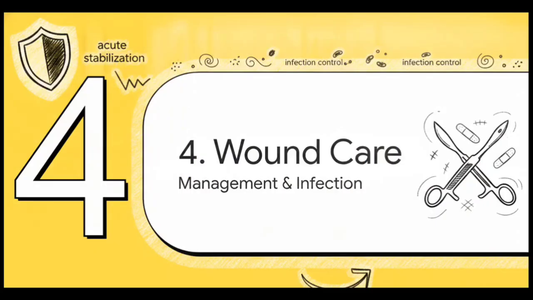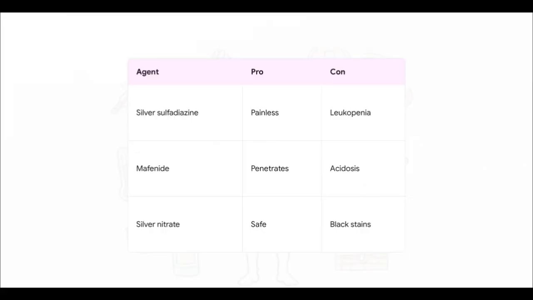Section 4. Wound care and management. As we transition from acute stabilization to infection control, remember that topical antimicrobials are your go-to for local burn management. You need to drill their unique side effects into your brain. Silver sulfadiazine is painless, sure, but it causes transient leukopenia and doesn't penetrate eschar very well.